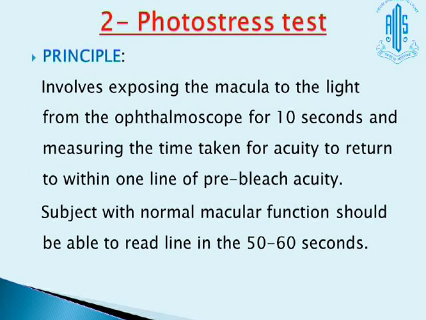We select some tests which are very important, like photostress test. It involves exposing the macula to the light from the ophthalmoscope for 10 seconds and measuring the time taken for acuity to return to within one line of pre-bleach acuity. A subject with normal macular function should be able to read the line in 50 to 60 seconds.